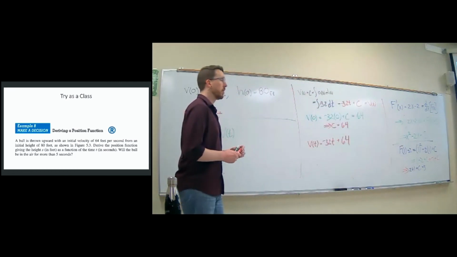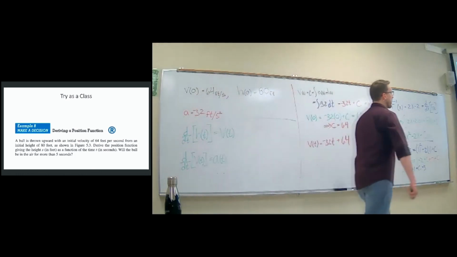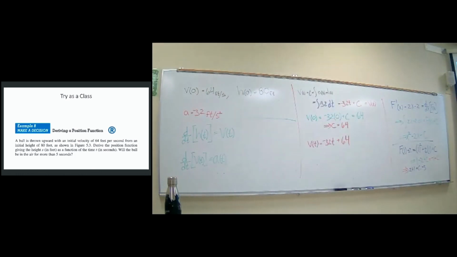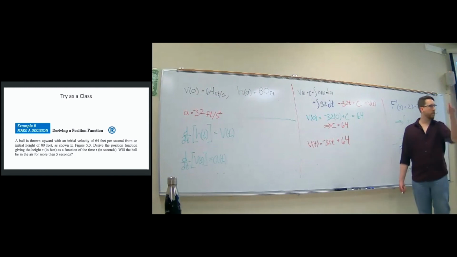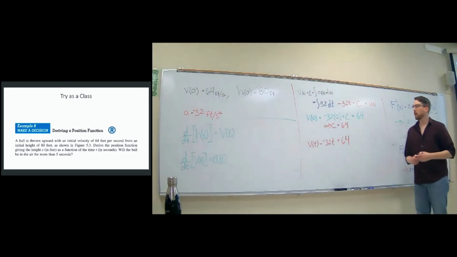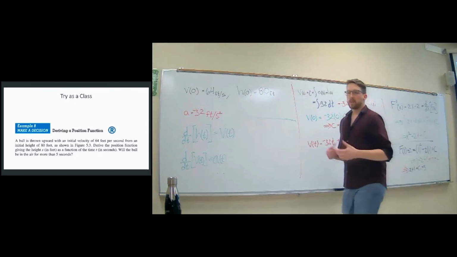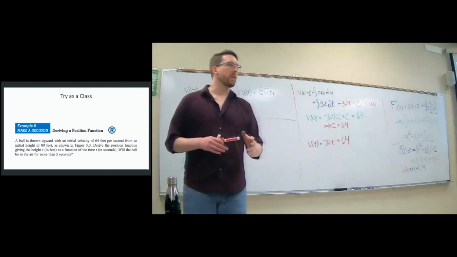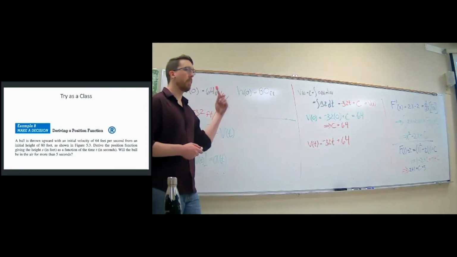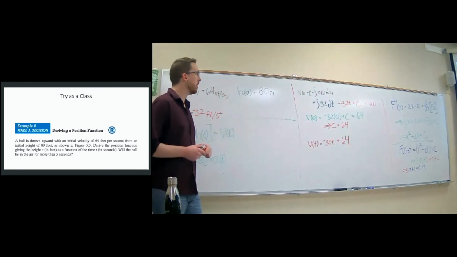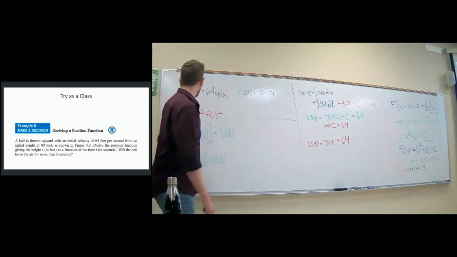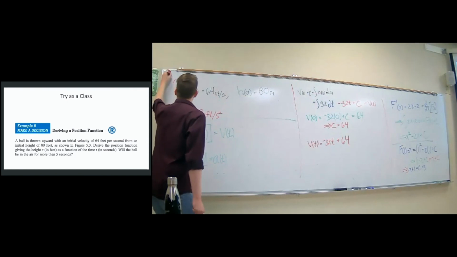Why is it positive 64, not negative 64? Because the initial data is telling us it's 64 feet per second. Okay. So we're assuming up is positive, down is negative. In some of these problems, especially the more physics-oriented ones, it'll help to draw a picture so you get your signs right. But here we're saying up is positive, down is negative.